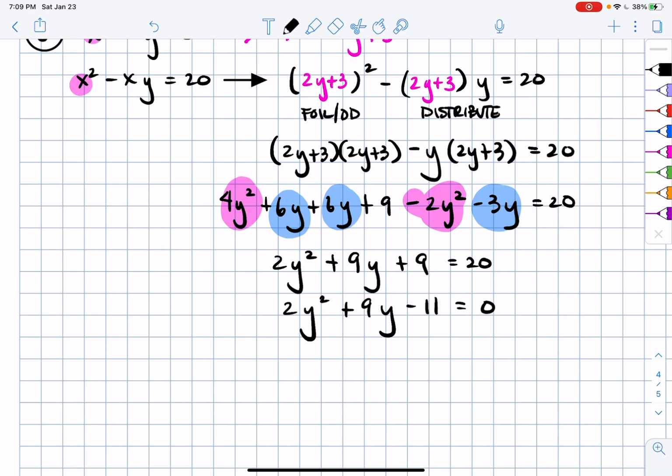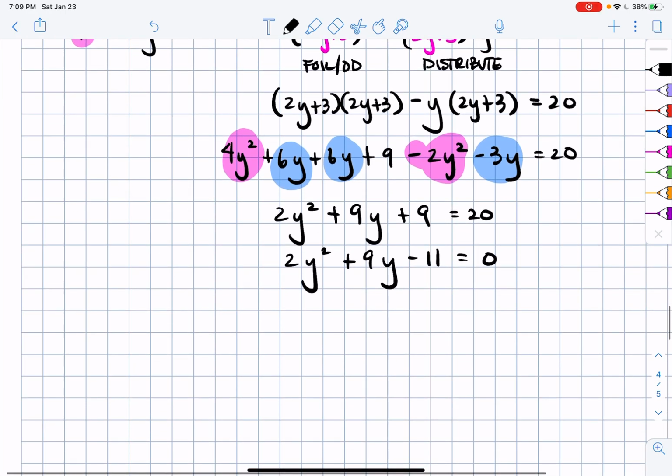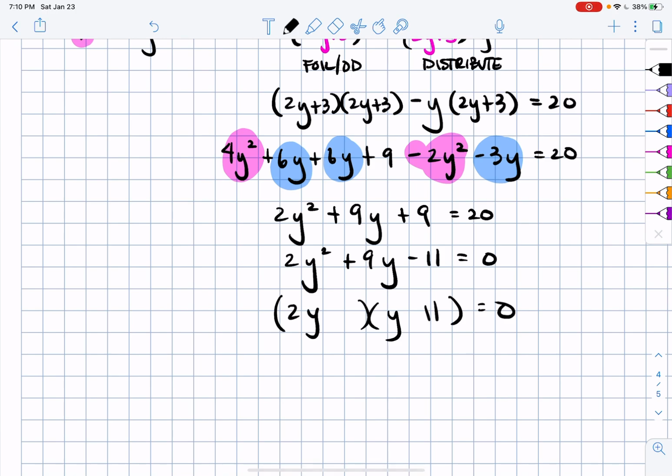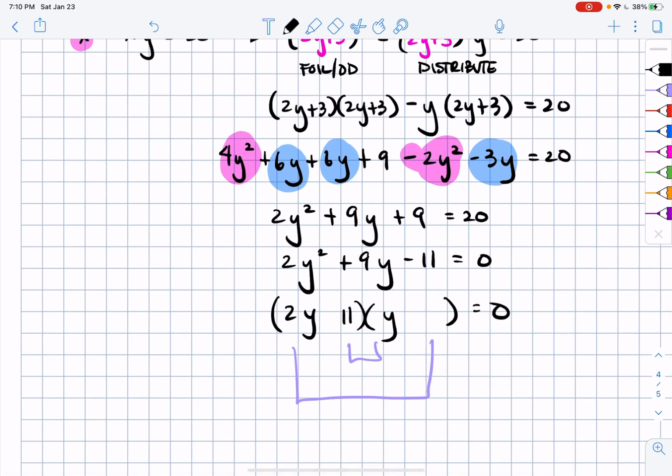So from there, I have to factor. Now, some of you guys might have to use the AC method. So when you factor this, I know that in order to get 2y squared, I need 2y and a y. Okay? To get an 11, I either have to have an 11 and a 1, which if I check my outers and my inners, my outer gives me a 22y, my inner gives me a 1y, which that combination right there won't give me a 9y. So that means that's the wrong combination.